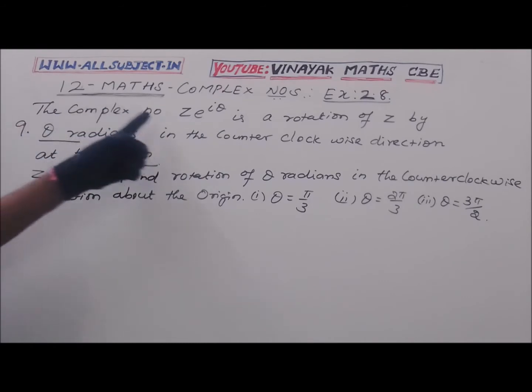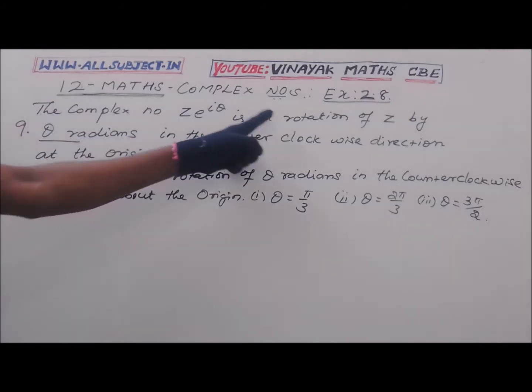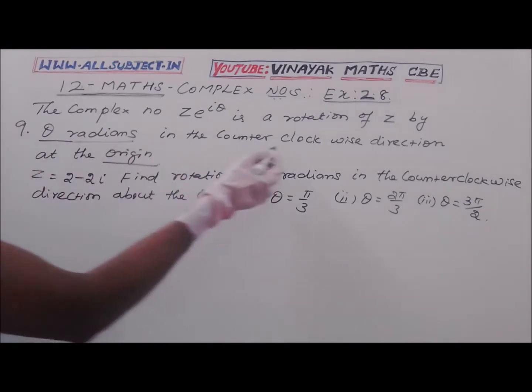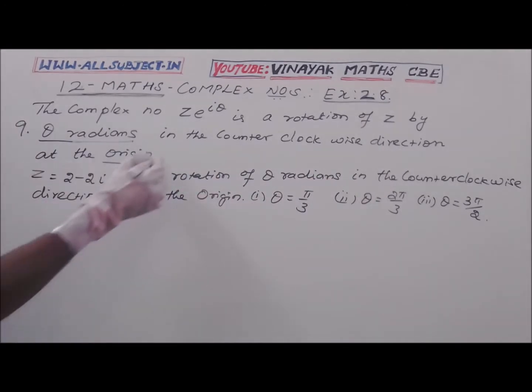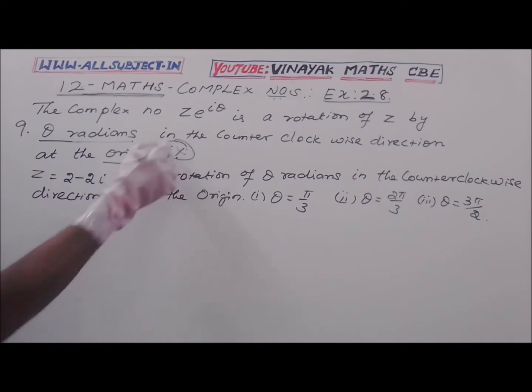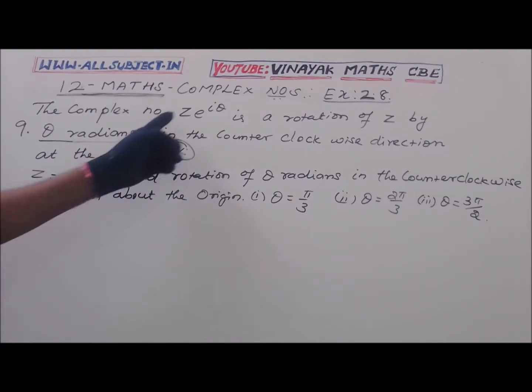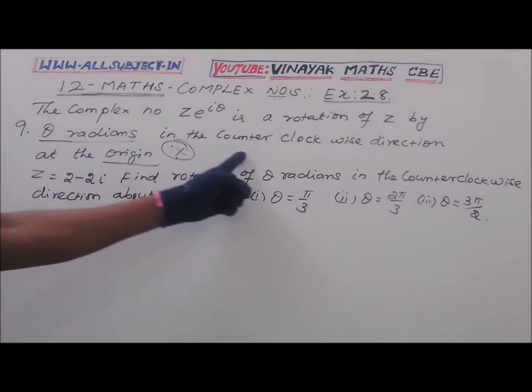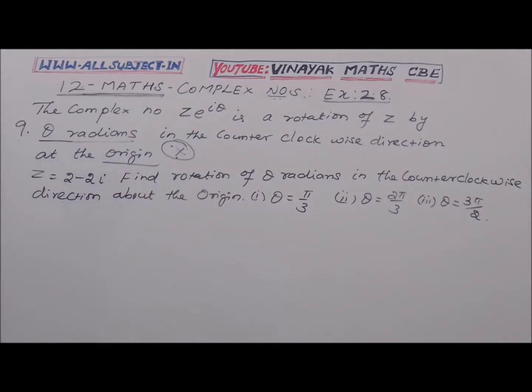So the complex number z into e power i theta is a rotation of z by theta radians in the counterclockwise direction about the origin. This is an important result. It may be asked for 1 mark also. So z into e power i theta is the rotation of z by theta radians in the counterclockwise direction about the origin. So we should find the z e power i theta value.